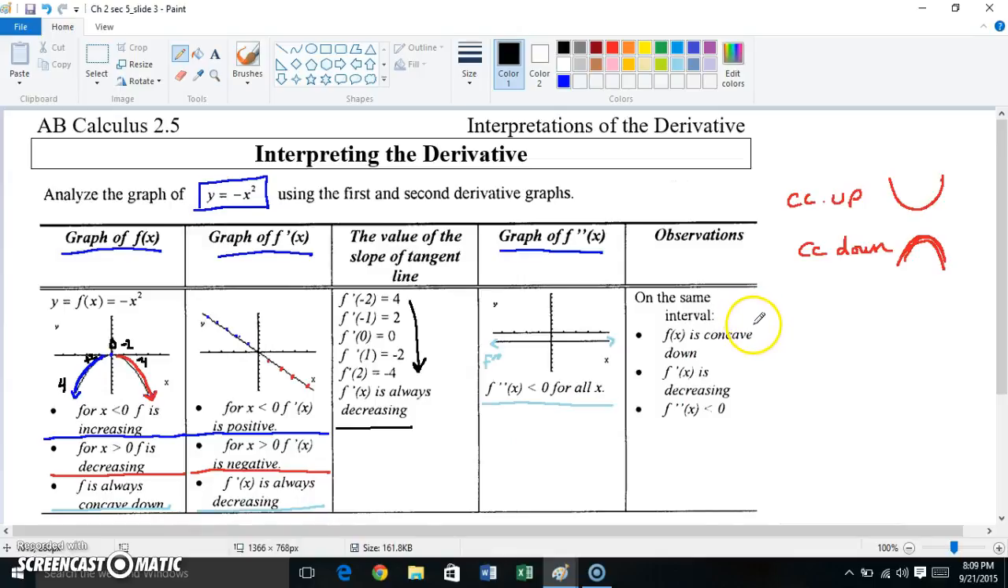So just some observations. F of x is concave down, f prime of x is decreasing, f double prime is less than 0. Right? All of these kind of support each other in saying the same thing.